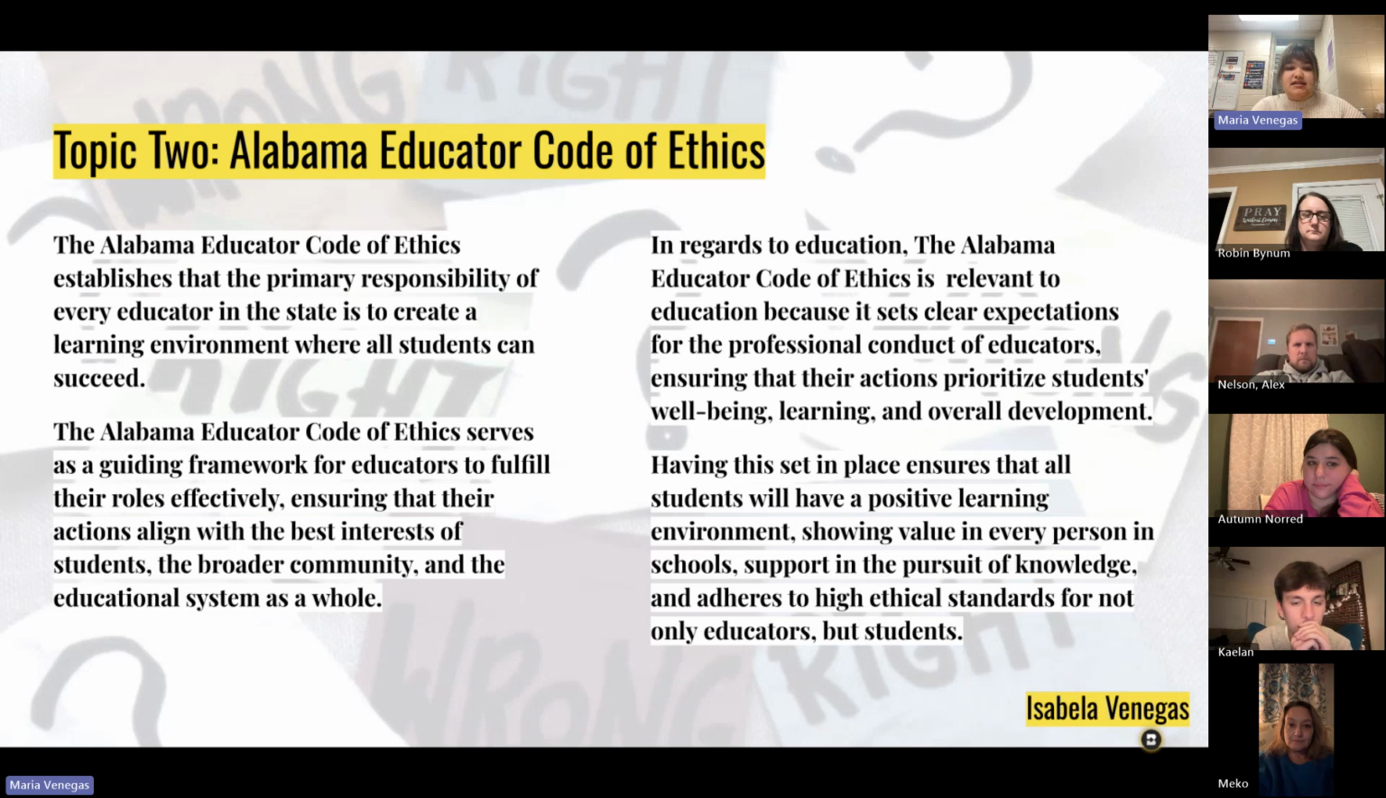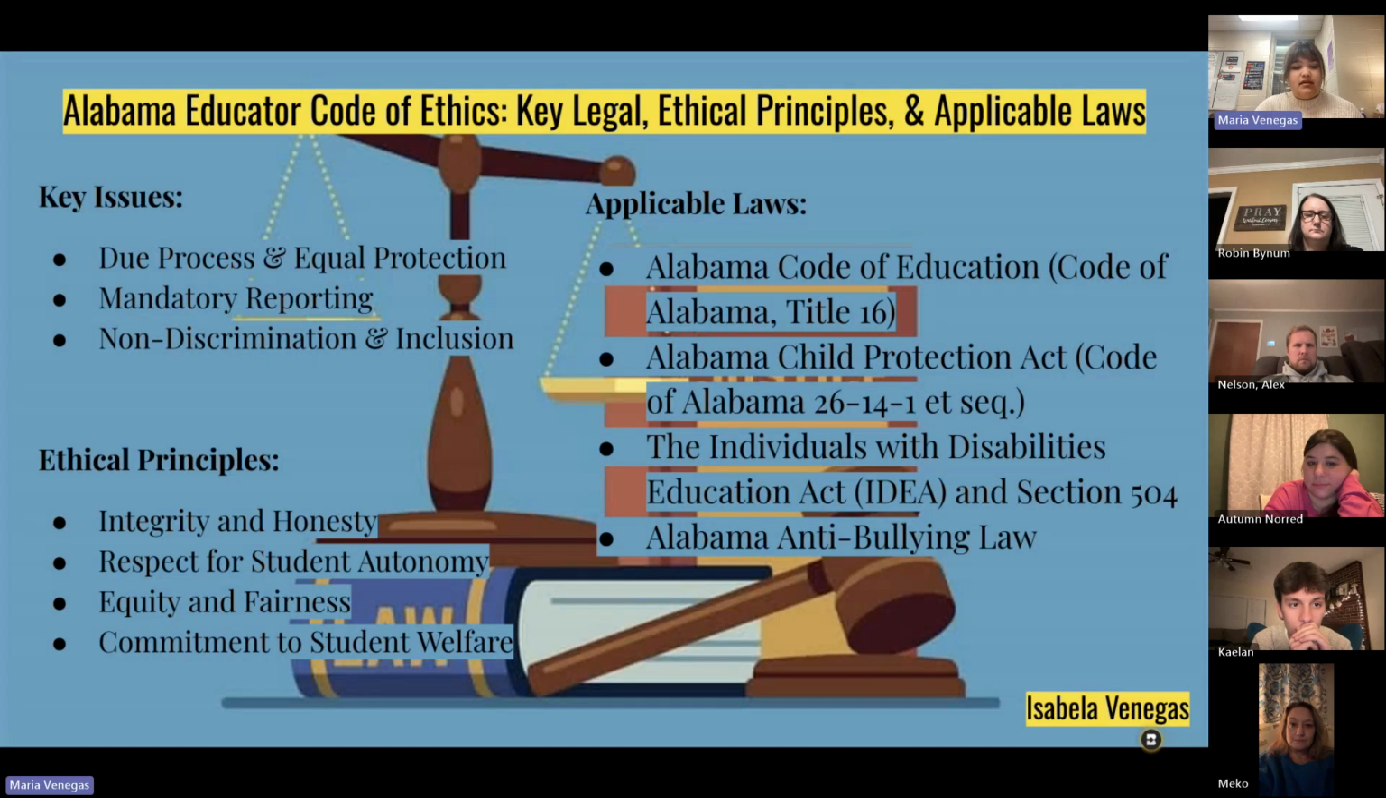The next student topic is the Alabama Educator Code of Ethics. The Alabama Code of Ethics guides educators in creating a supportive environment where students can thrive. Its principles focus on integrity, respect, equity, and student welfare. Key principles and laws: educators must adhere to the Alabama Code of Ethics and legal mandates such as mandatory reporting, the IDEA, and anti-discrimination laws. Ethical principles require educators to maintain professional boundaries and prioritize student welfare.